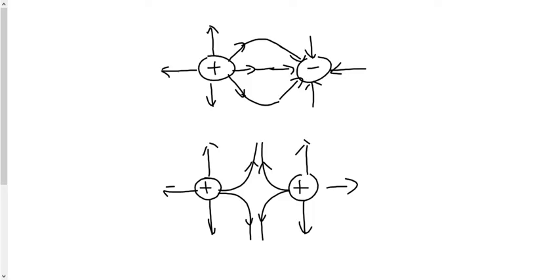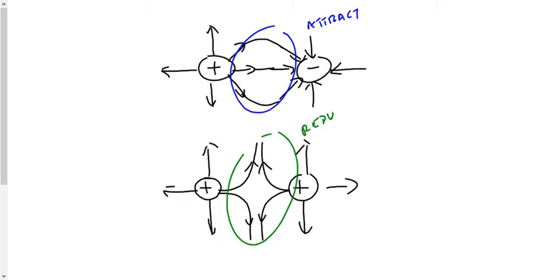Remember what we said when we drew these the first time? If the field lines connect like this, then we have a force of attraction. If the field lines don't connect like this, then we have a force of repulsion. Right? Good? All right.